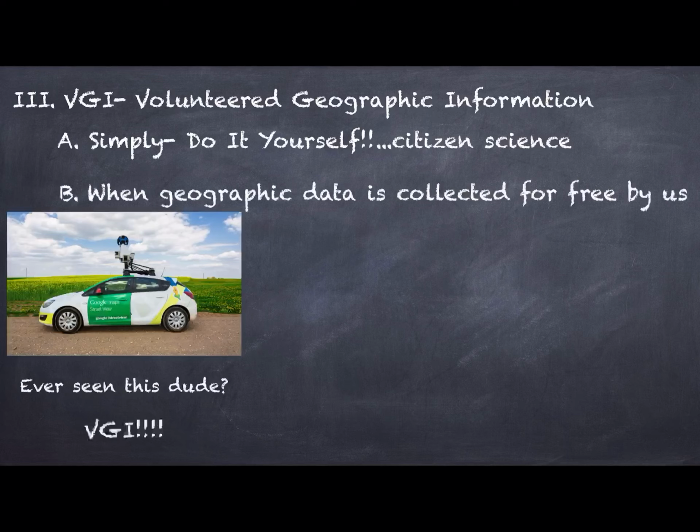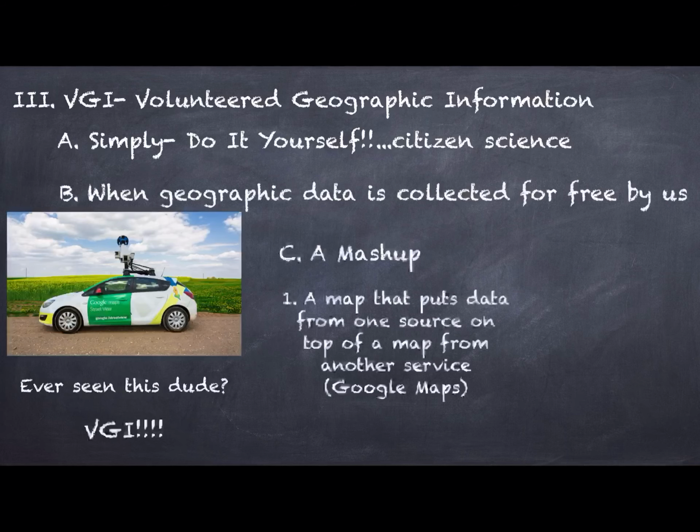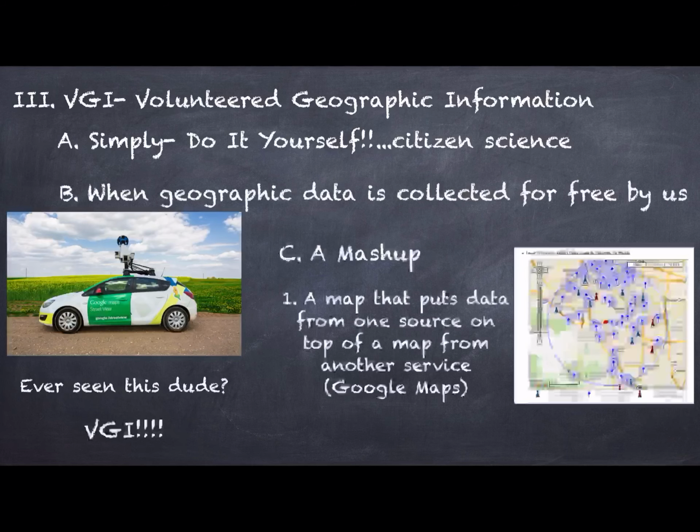Now, one term that we'll finish up today with is the term mashup. Mashup. A mashup is a term that basically deals with VGI, volunteer geographic information. Now, a mashup is a map, and it's a map that basically overlays data or puts data on top of a map from another mapping service.